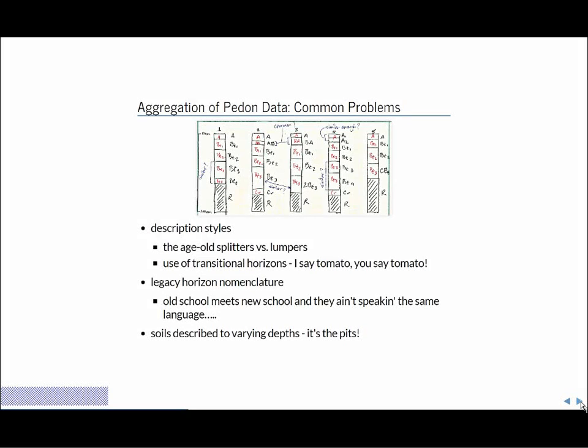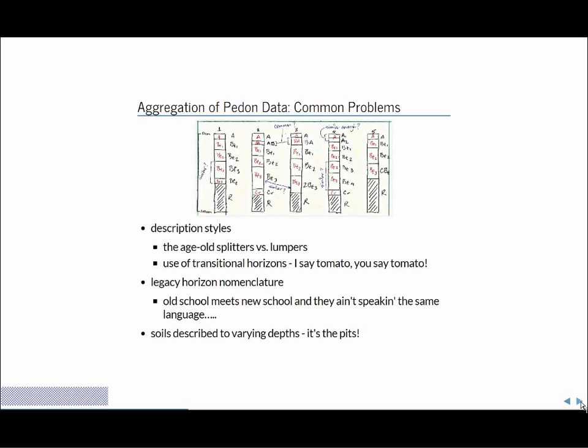So that connection with NASIS and pulling data from NASIS is at the heart of this whole process. I'd like to talk a little bit about the aggregation of pedon data and some of the common problems and challenges that we've encountered in this process, and just background on it.